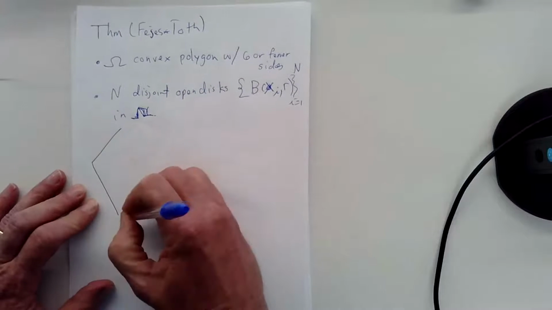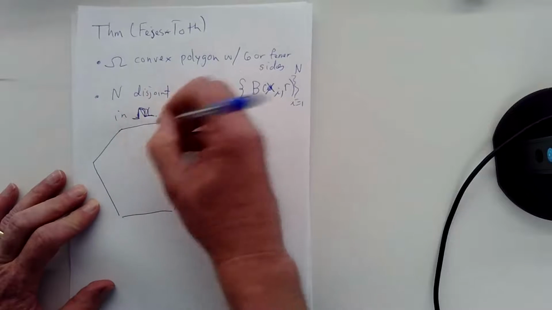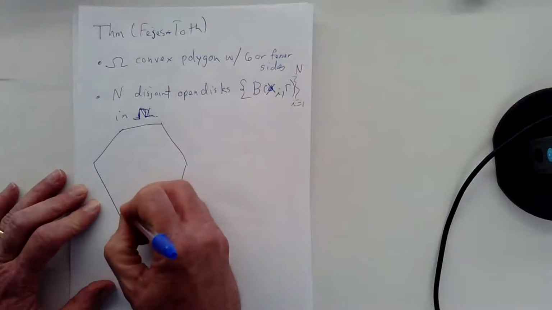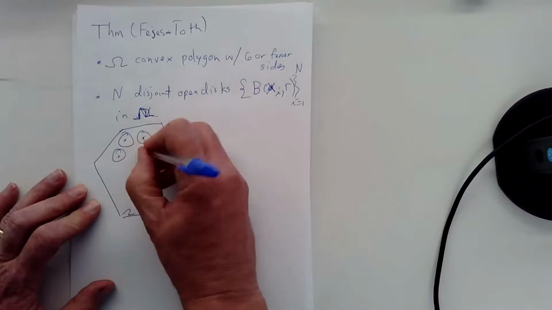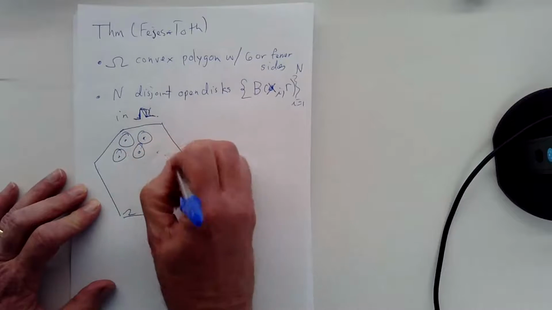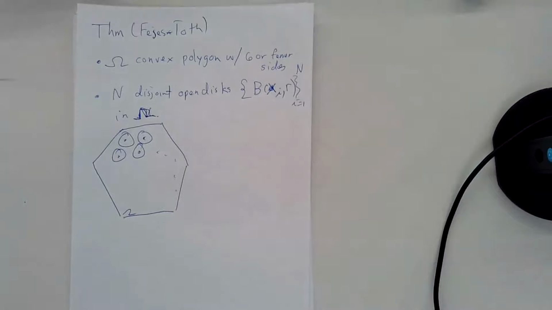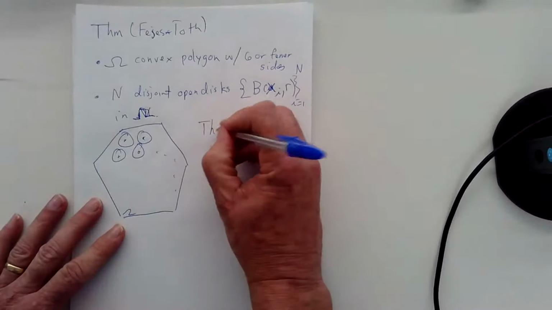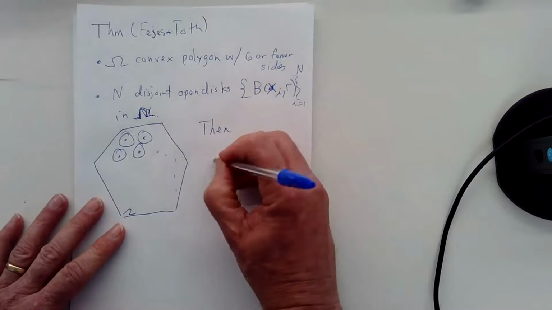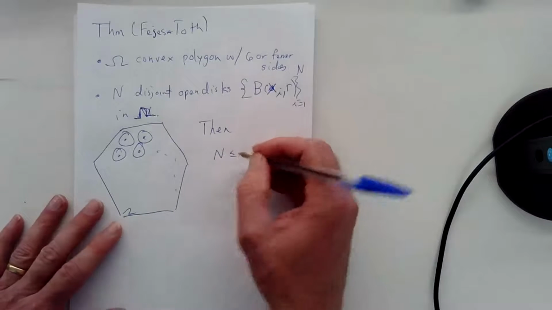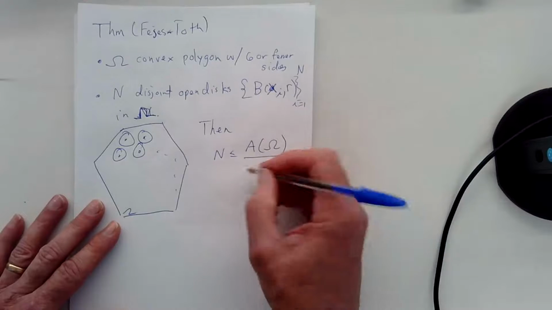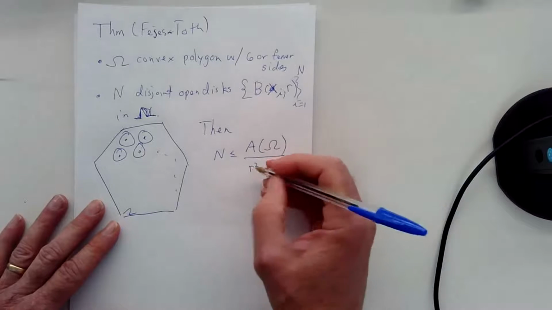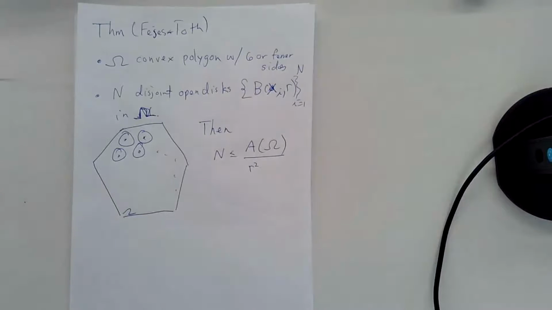So omega is whatever large set you like. This is omega. And then we have n non-overlapping open disks in omega. Then the consequence is n is less than or equal to the area of omega divided by the area of the hexagon with radius r.